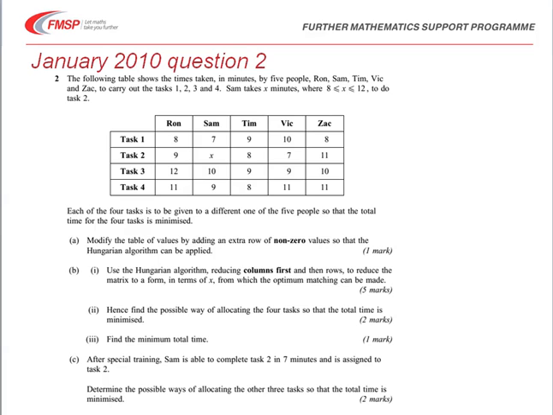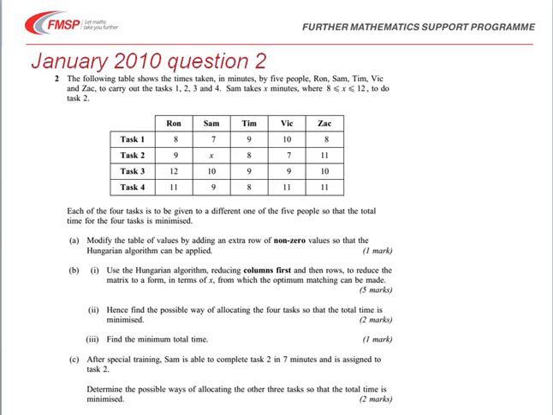This question concerns a group of people, Ron, Sam, Tim, Vic and Zach, who are going to carry out tasks, and in the table we show the time that they take to do each of the particular tasks. We're asked to use the Hungarian algorithm.